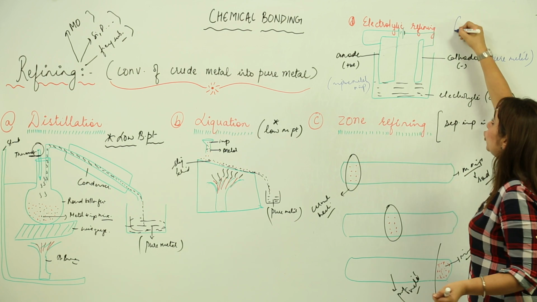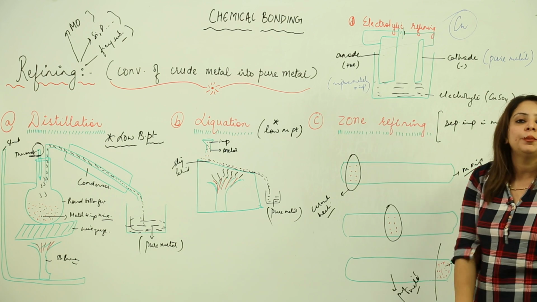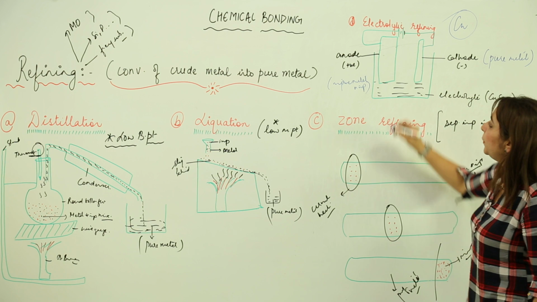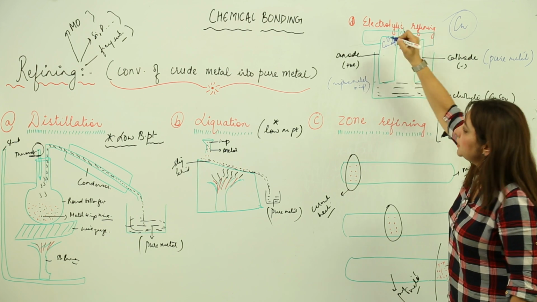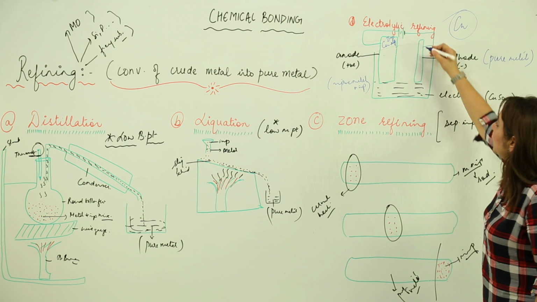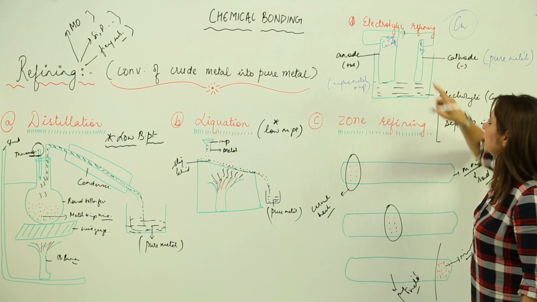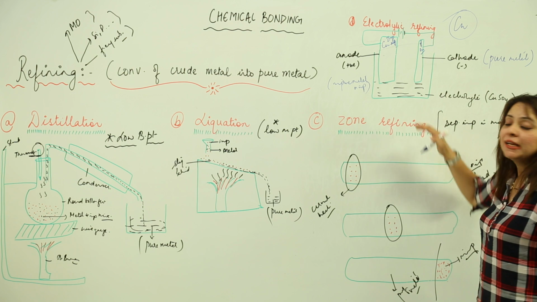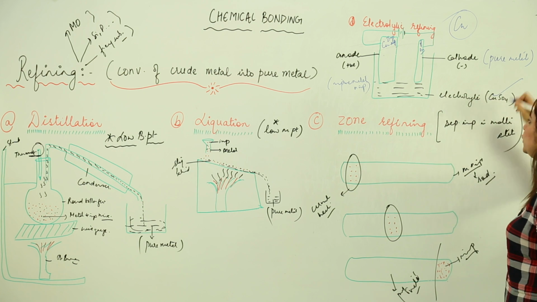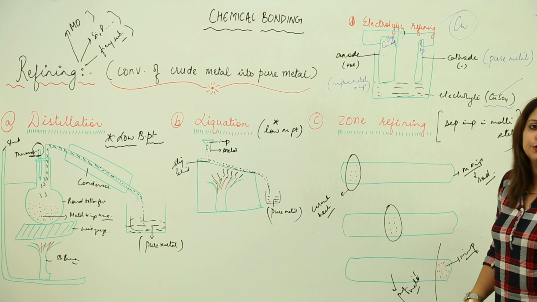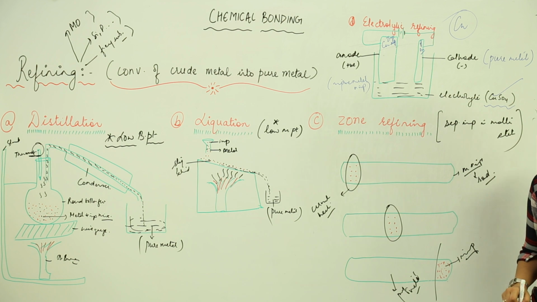So let's refine copper with this. My impure copper metal, with impurities, is the anode, and my pure copper rod is the cathode, dipped into the electrolyte. I'll be taking an electrolyte, a metal salt solution. Let's say I have CuSO4. I've already written it for you. So let's say it is our CuSO4.